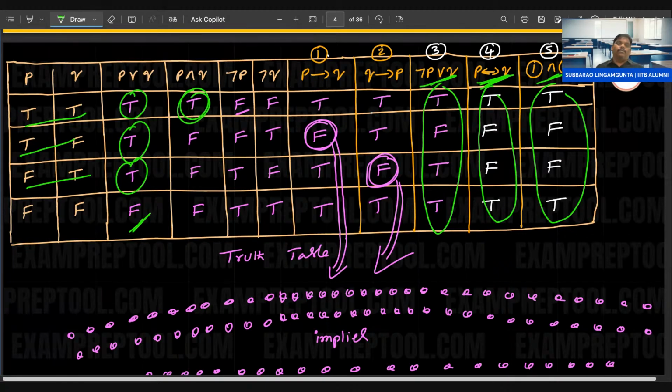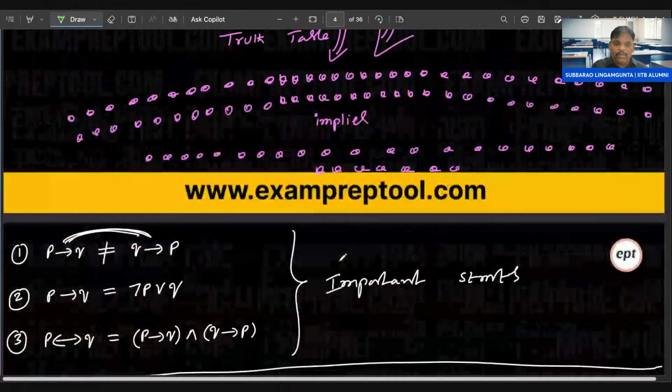When can I say double implies is true? If both are the same, it is true. See, P and Q both are the same. If both are the same, then P double implies Q is going to be true. P double implies Q is nothing but P implies Q, AND operation, Q implies P. I think you are perfect.